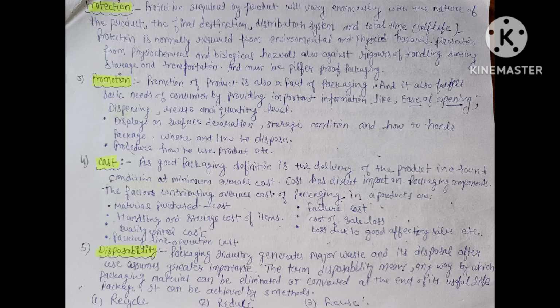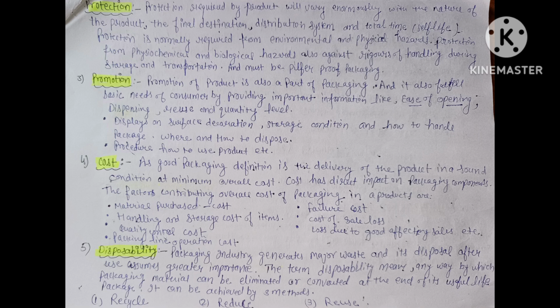Fourth function is cost. As per the packaging definition, it is the delivery of the product in a sound condition at minimum overall cost. Cost has direct impact on packaging components. The factors contributing to overall cost of packaging are material purchase cost, handling and storage cost of items, quality control cost, packaging line operation cost, failure cost, cost of sale loss, loss due to goods affecting sales, etc.